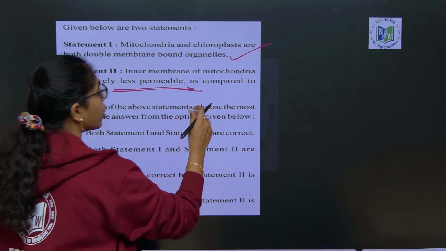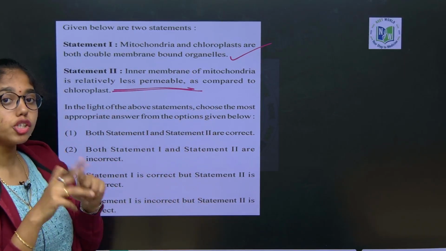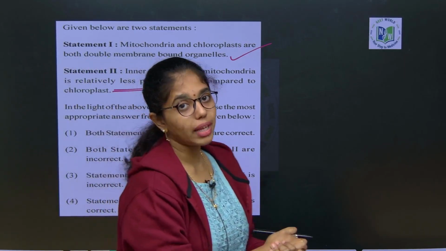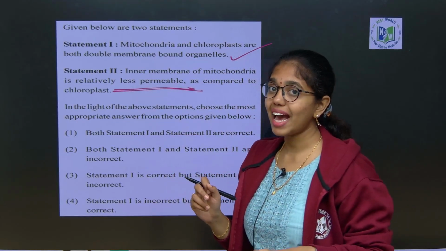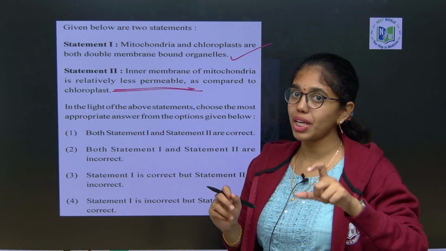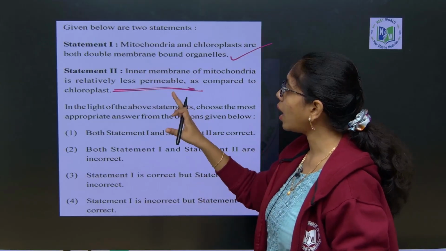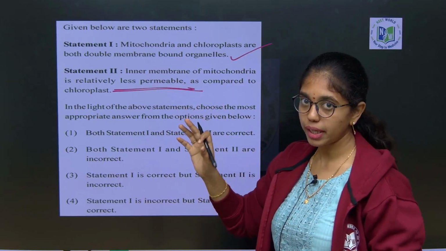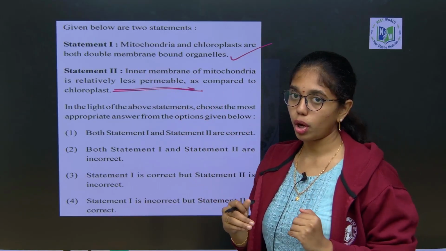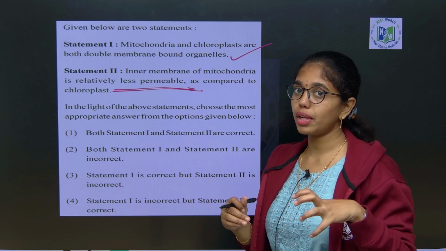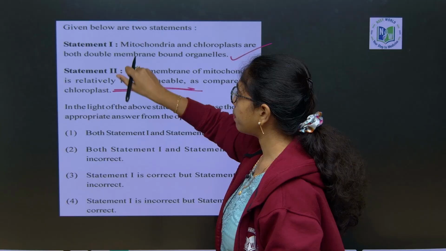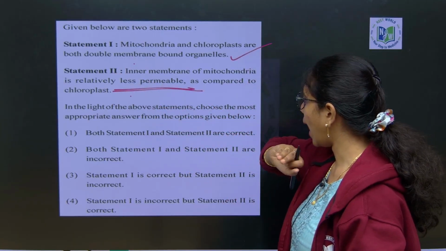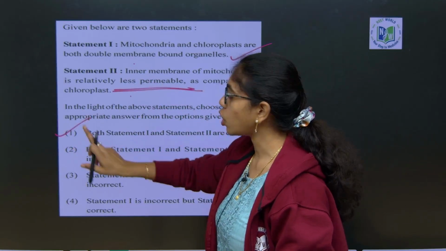True, because the chloroplast inner membrane is more permeable, while the inner mitochondrial membrane is less permeable because it has more transport pumps and channels. It will not allow that much permeability when it comes to the inner mitochondrial membrane, whereas the outer mitochondrial membrane is permeable. So here both statement 1 and statement 2 are true, which is option 1.